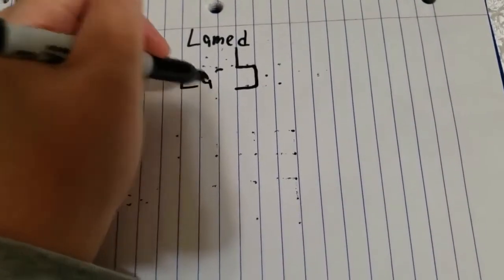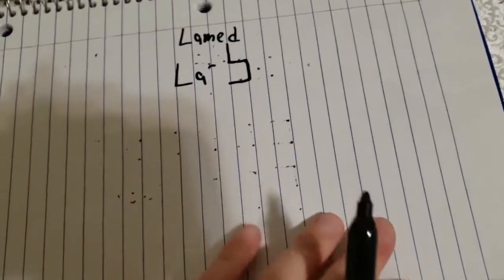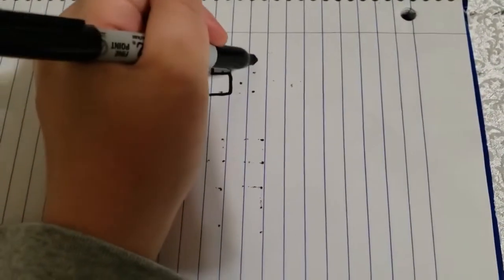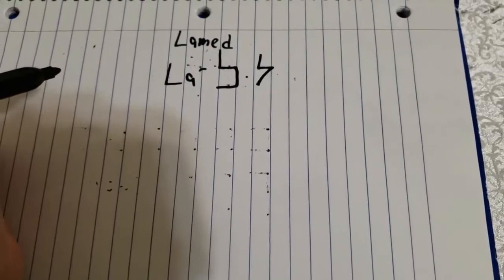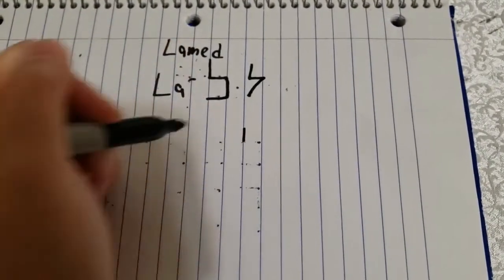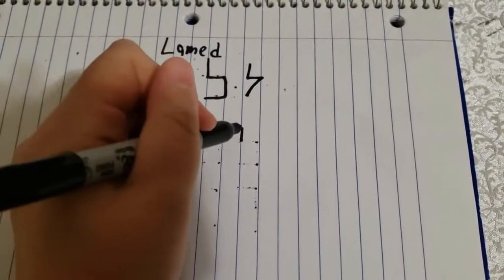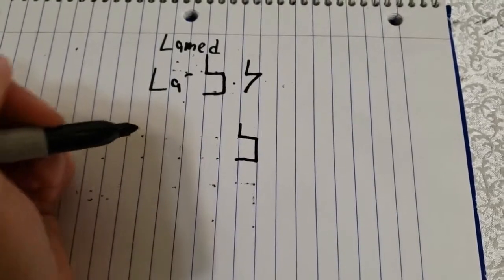This makes the sound of la, lamed. Some people write this like this. Some people make it like a square. It's up to you, whatever is easier for you, both are acceptable. All right, so we start with a line from top to bottom. Then we make a square, lamed.